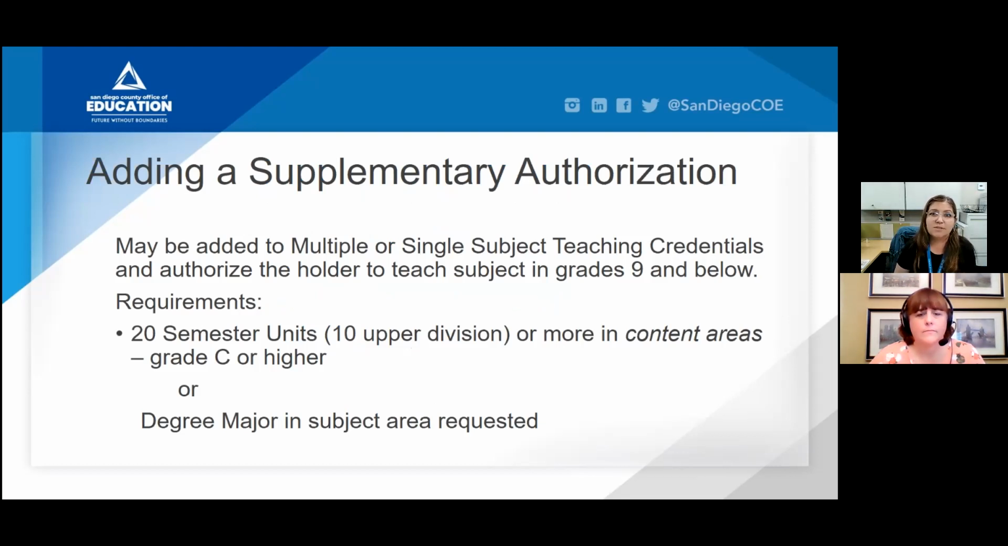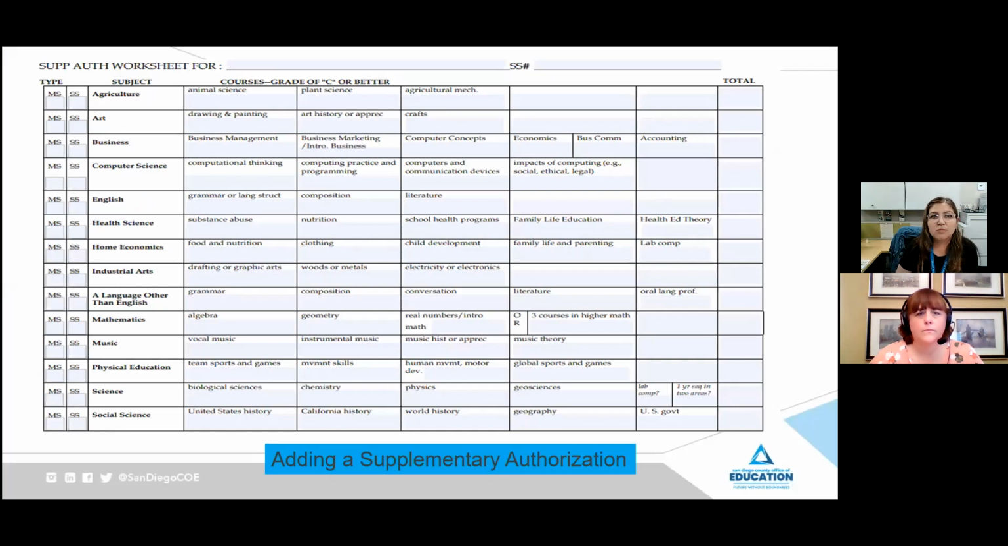The requirements are that you have 20 semester units or 10 upper division units in specific content areas, and we'll talk about those shortly. You have to have a grade C or higher, or if you have a degree major, let's say you have a degree major in business, let's say you have a degree major in dance, it just depends on the area, but it can be that, where we're not looking for every single unit and grade. So here you will be able to see, I know it's not as big as you would like it to be, but it's probably visible.